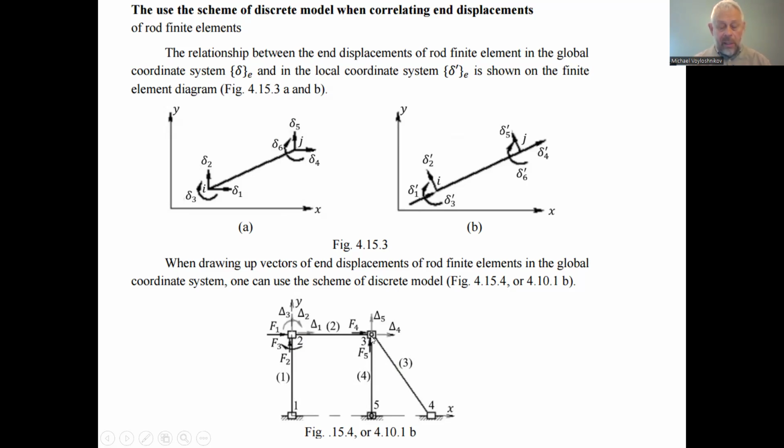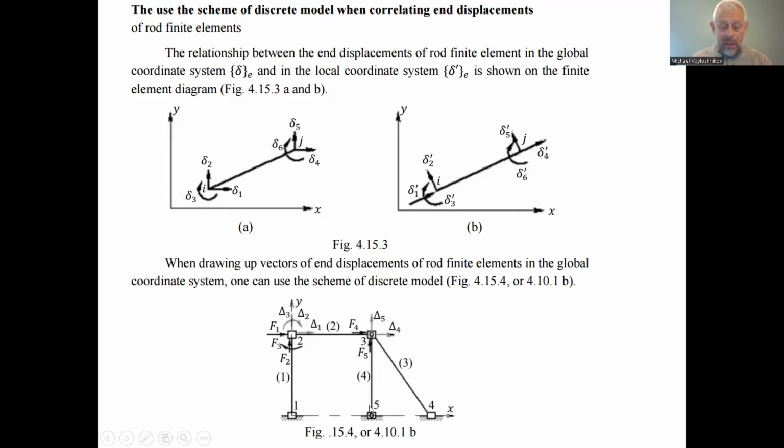And next is the next movable node of the statically indefinable frame, that is node number 3. This is a hinge connecting three rod finite elements: element number 2, number 3, and number 4. The displacement of this node is the horizontal one in the global coordinate system, in the direction of the abscissa axis x, delta uppercase 4, and delta 5, the vertical component of the displacement at node 3.